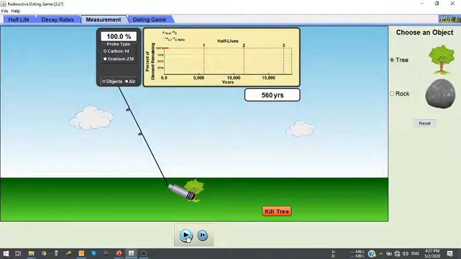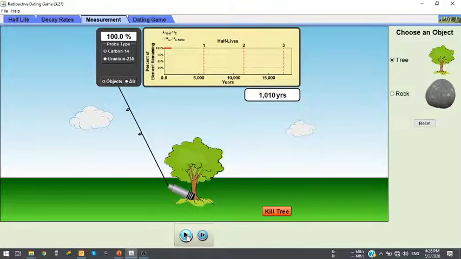The plant has now reached an age of 560 years, 850, 900, 940, 970, 1010 years. So this plant contains 100% of the carbon-14 that it should contain, because it is constantly absorbing carbon dioxide containing carbon-14 from the atmosphere. So it has a constant amount of carbon-14 in its body.